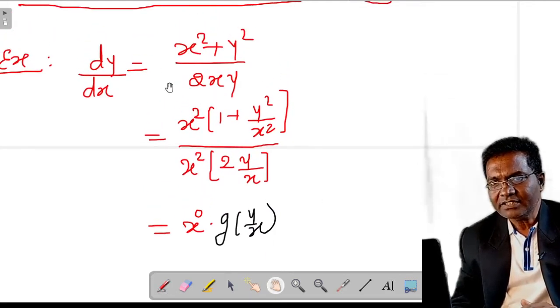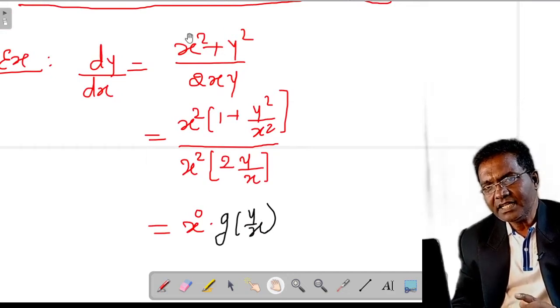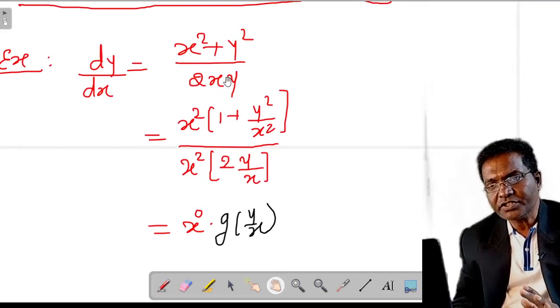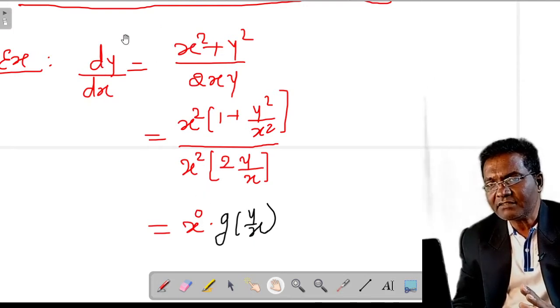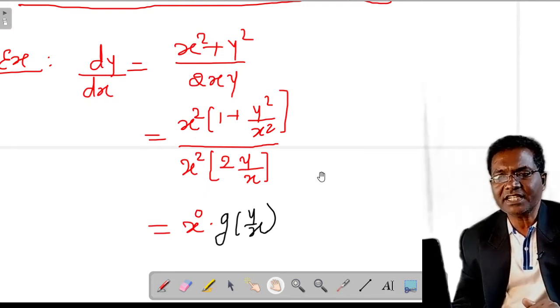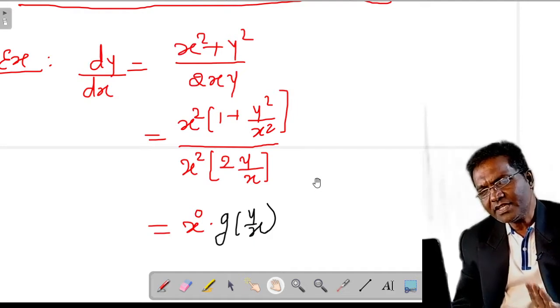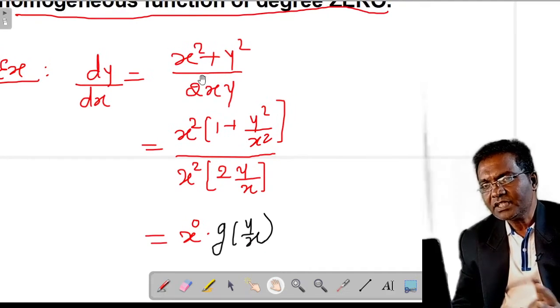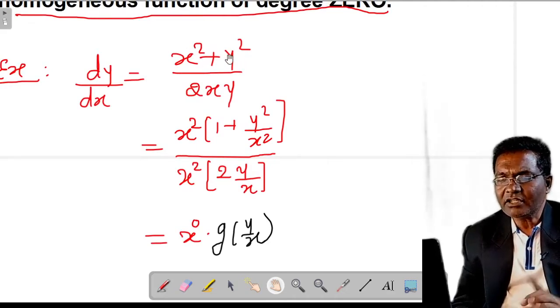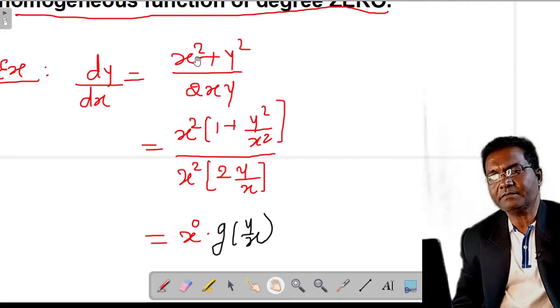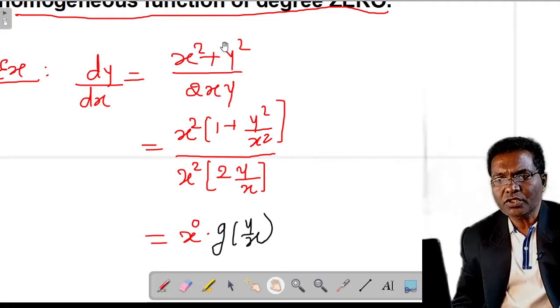Okay, now see here, this is expressed in this form, meaning it is a homogeneous function of degree 0. So therefore this differential equation is a homogeneous differential equation. Very easily it can be identified if it is given in terms of powers of x and y. The degree of each term used to be the same. See here, the degree of this term is 2, the degree of this term is 2, and the total degree of this term is 2.